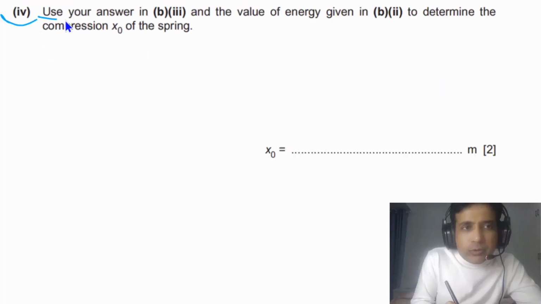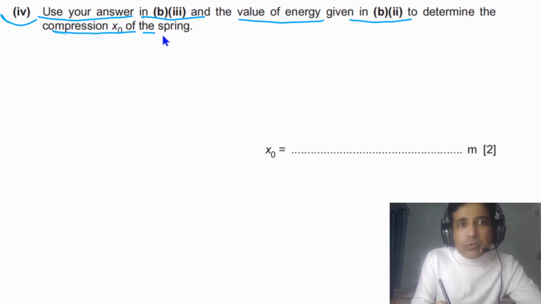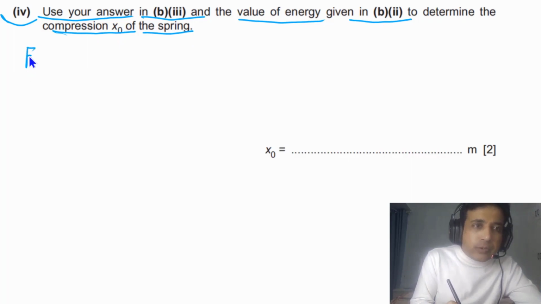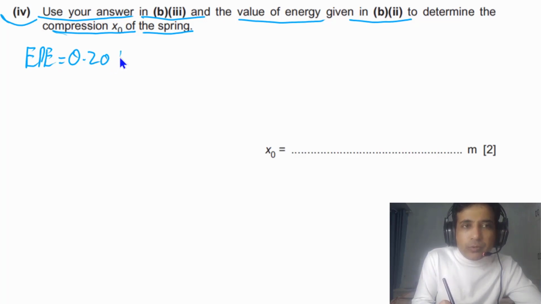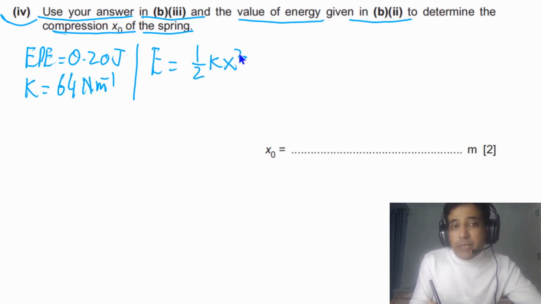For part 4, we need to use our answer from B3 and the value of energy given in B2 to determine the compression x0 of the spring. In part B2, it was given to us that EPE, elastic potential energy, is equal to 0.20 joules. In part B3, we have calculated the value of K that was equal to 64 newtons per meter. Now we need to calculate the value of compression. So you can say in this case EPE is equal to 1/2 kx squared, and we need to find the value of x.